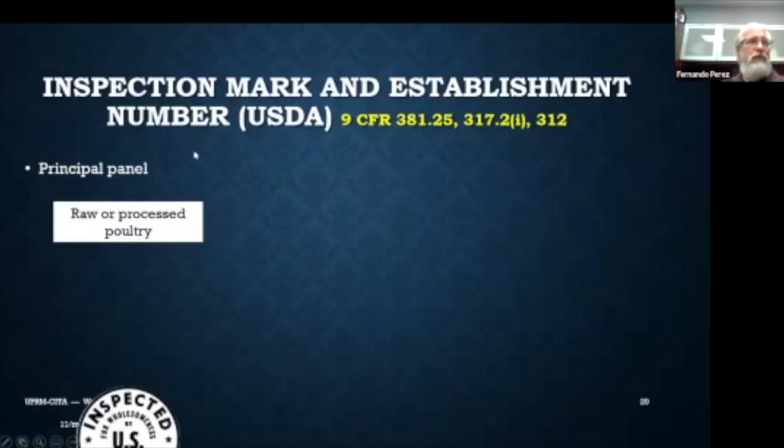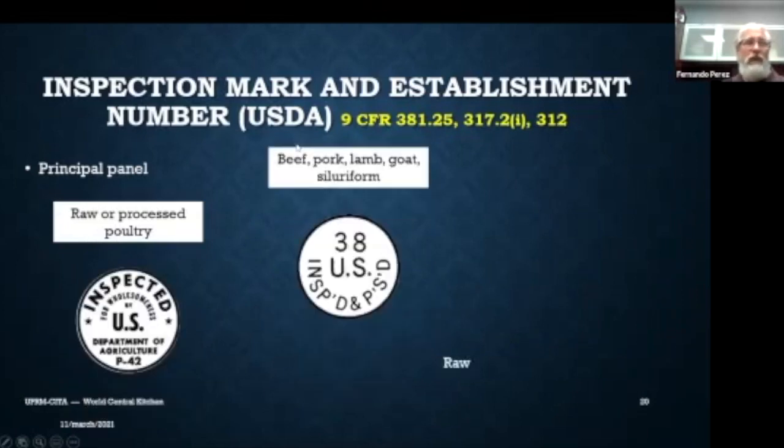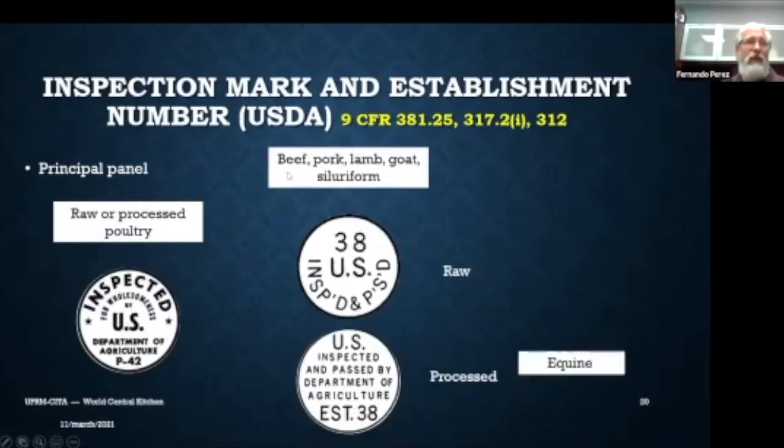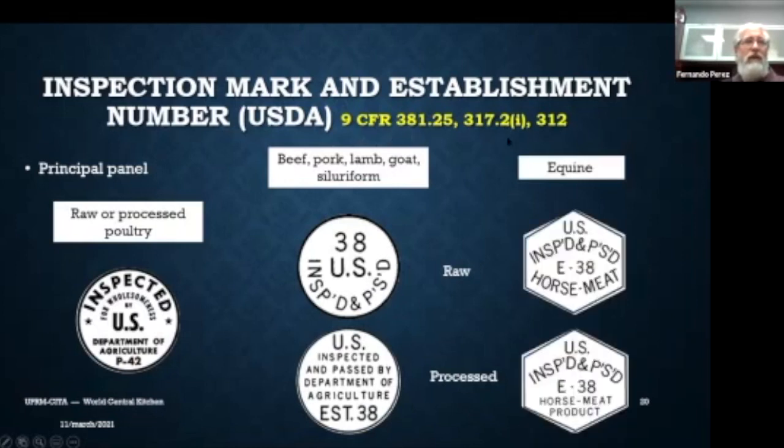Now, the inspection mark and establishment number. Again, this is for USDA. These are the references. You see here, there are only references from 9 CFR, which is USDA. There's no FDA requirement because FDA doesn't have that.